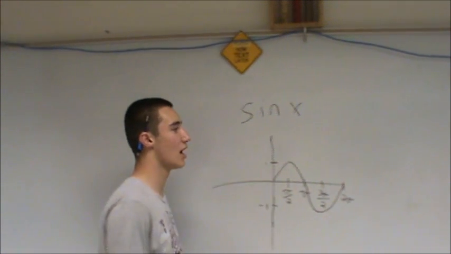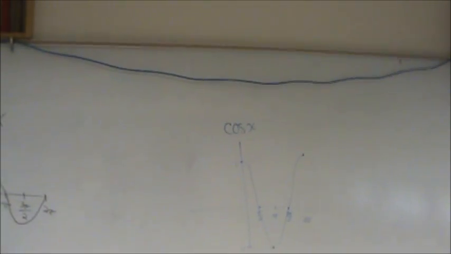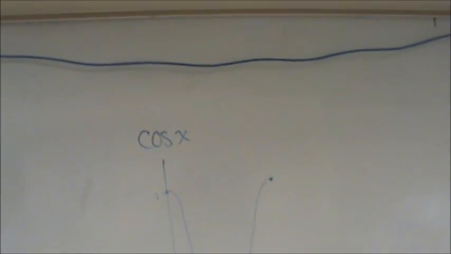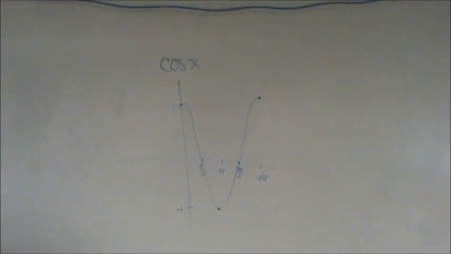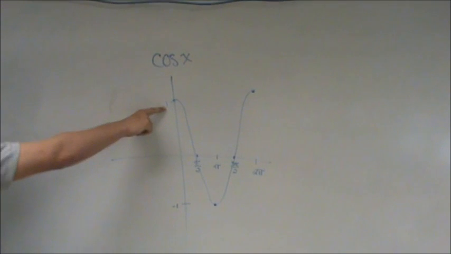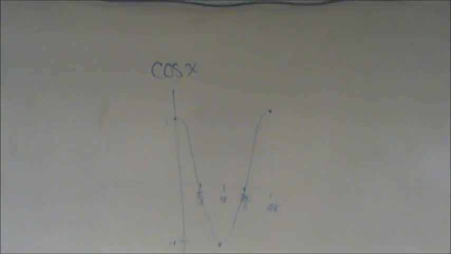Alright. A cosine graph is graphed the same way as a sine graph in that you need to find the amplitude, the period, the phase shift, and the vertical shift. However, a cosine graph starts at the top of the amplitude, whereas a sine graph starts in the middle.